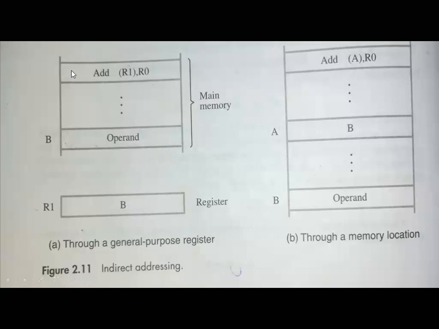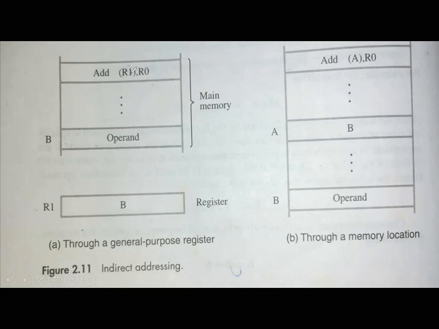Here we got one example. Just observe: Add (R1), R0. Observe it carefully. What we got? R1 within a bracket. Remember, anything you place within a bracket, the content of that R1 or anything under the bracket should be considered as an address. Remember this carefully: whatever we place within a bracket will be considered as an address. So now R1 within a bracket, so the value of R1 should be considered as an address.